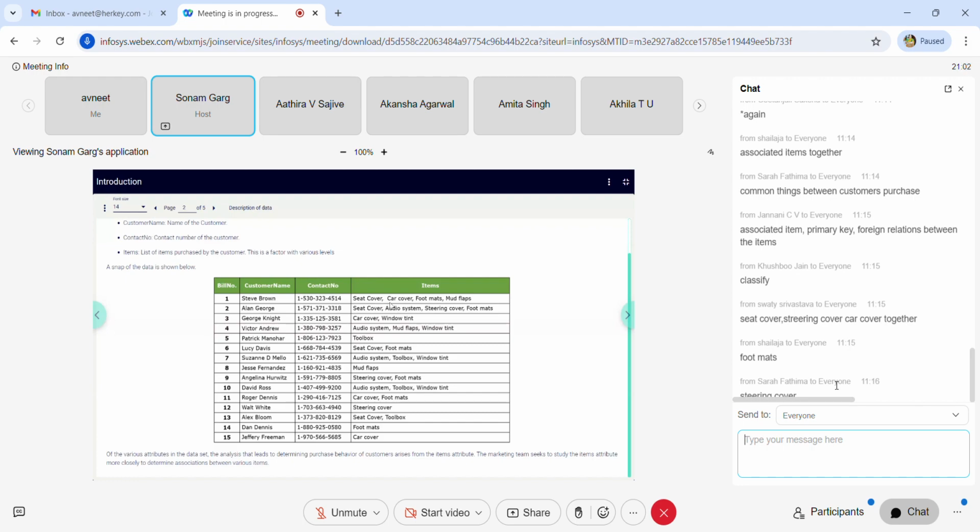So just by looking at this data, what I will suggest is maybe you are also interested in buying foot mats. If you have purchased a seat cover, are you looking for foot mats also? Or then you can say 40% of the people, 30% of the people who have purchased seat cover have purchased foot mats. Maybe you're also interested in it.